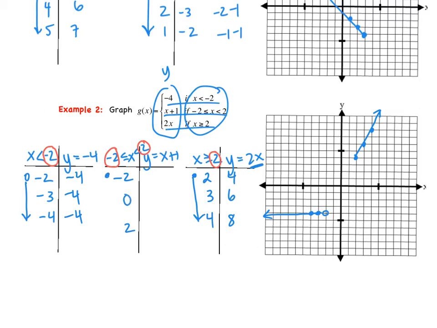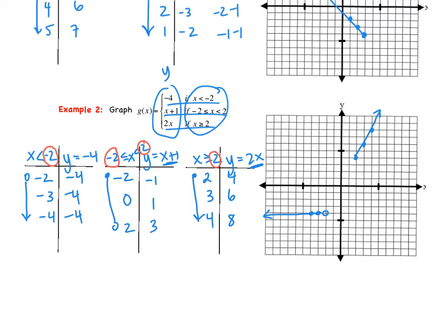-2 is a closed circle because we have the equal sign. 2 is an open because we don't have an equal sign. And then we need to plug in for y. So it's x plus 1. -2 plus 1 will be -1. 0 plus 1 will be 1. And 2 add 1 will be 3.